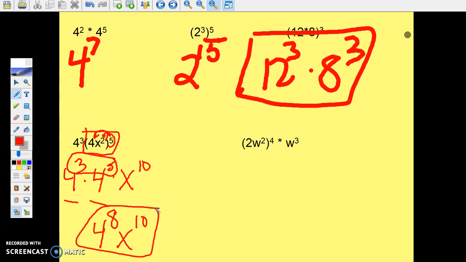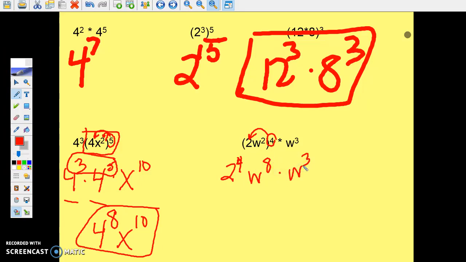My last example here, the first thing I'm going to do is distribute this 4 to everything inside my parentheses. So that results in 2 to the 4th. And then I also have w squared raised to the power of 4. So I have a power to a power, which is telling me to multiply. So that's going to become w to the 8th power. And then I still have my w to the 3rd.